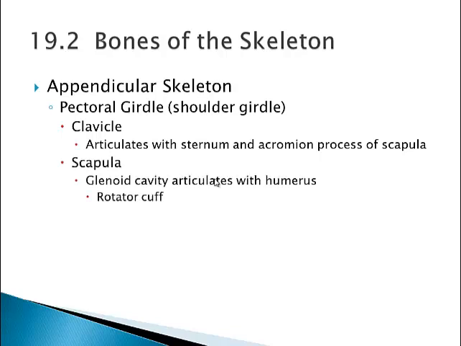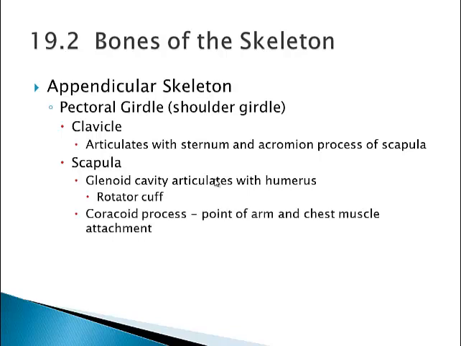Our second bone is the scapula. The scapula is a bone external to the ribs in back, and there are muscles of the arm and chest that are attached to different portions of the scapula. The scapula contains the glenoid cavity, which articulates with the humerus, the upper arm bone, to form the shoulder joint, which is known as the rotator cuff.